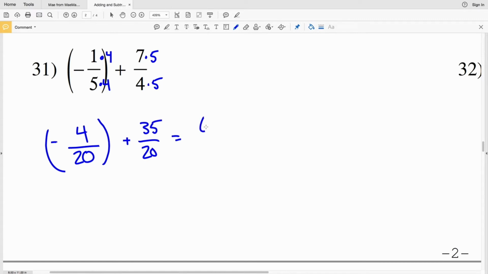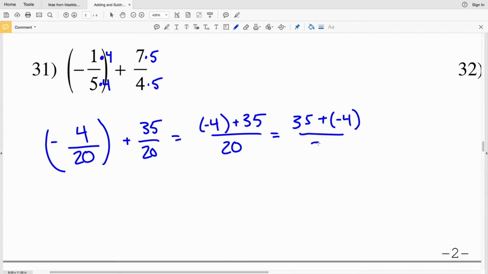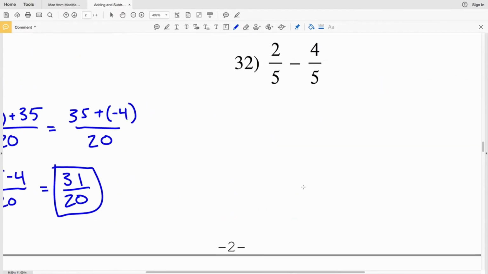This can be written as negative 4 plus 35 all over 20. Since addition is commutative, we can say 35 plus a negative 4 all over 20. And from there, we know that adding a negative is the same as subtracting a positive. So 35 minus 4 all over 20 will give us an answer of 31 over 20. And on to the last problem.